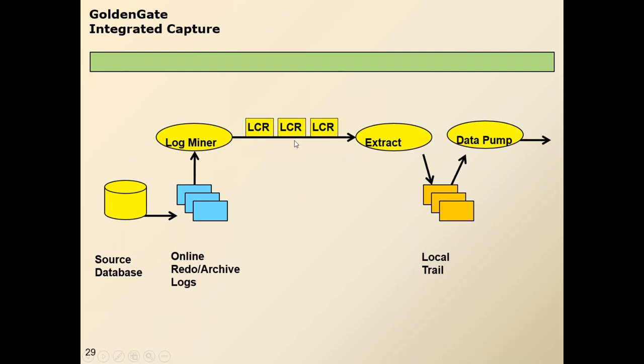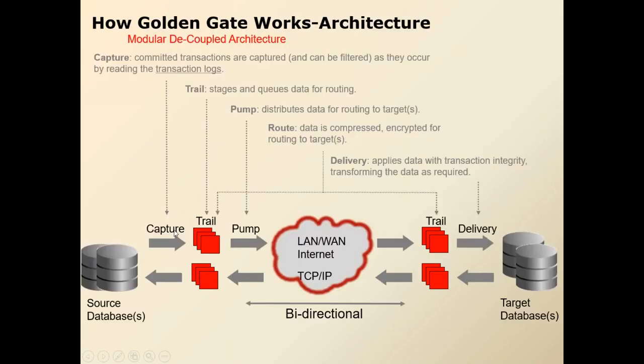Now log miner passes the changes to the integrated extract in the form of LCR. In classic extract, the classic extract establishes the connectivity with the source database and then reads the data from the redo logs or archive logs. It basically reads the transactions from the transaction logs one by one. So here the capture process is establishing the connectivity with the source database.